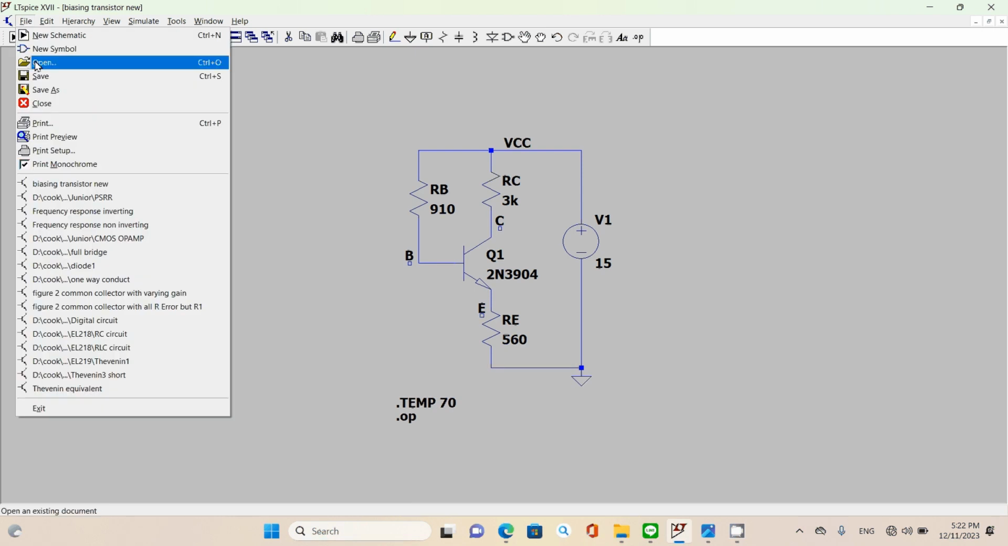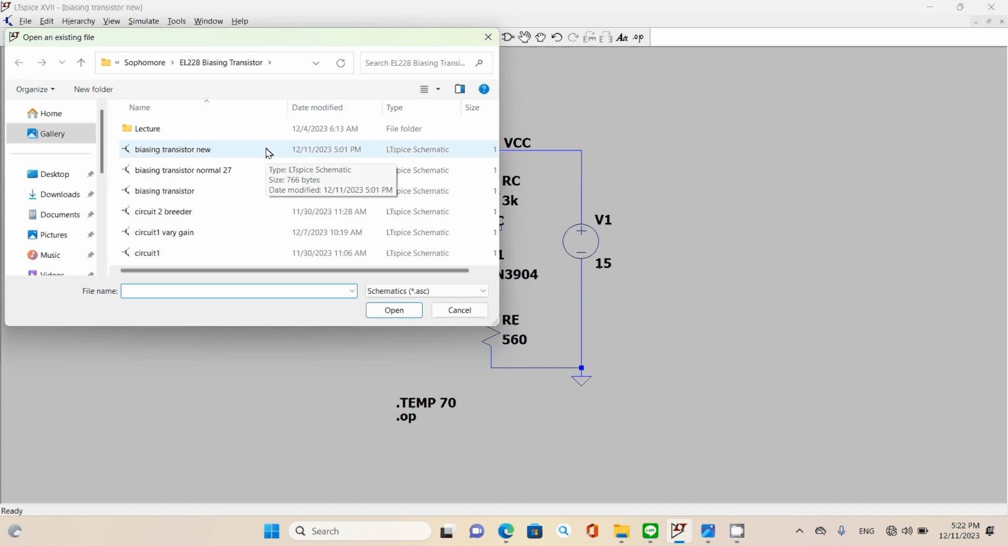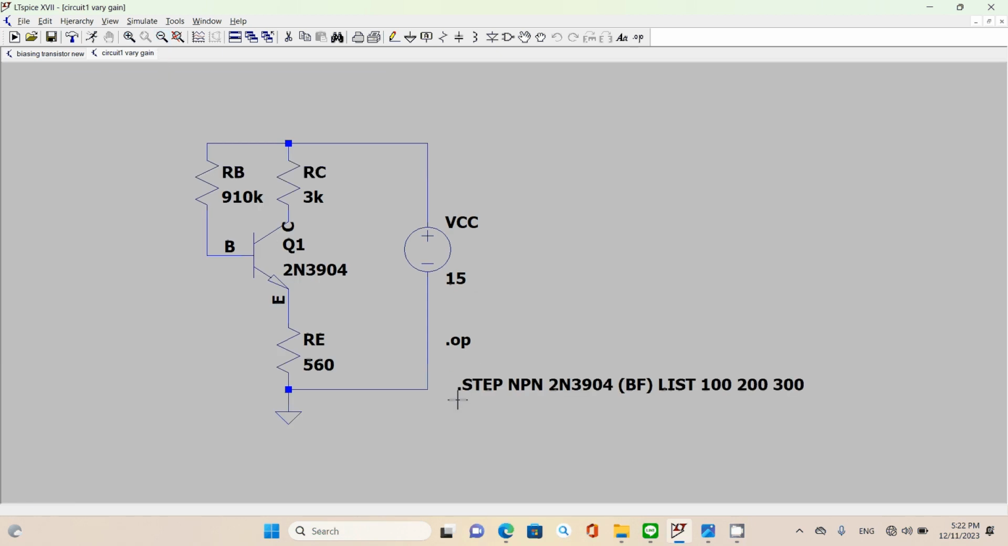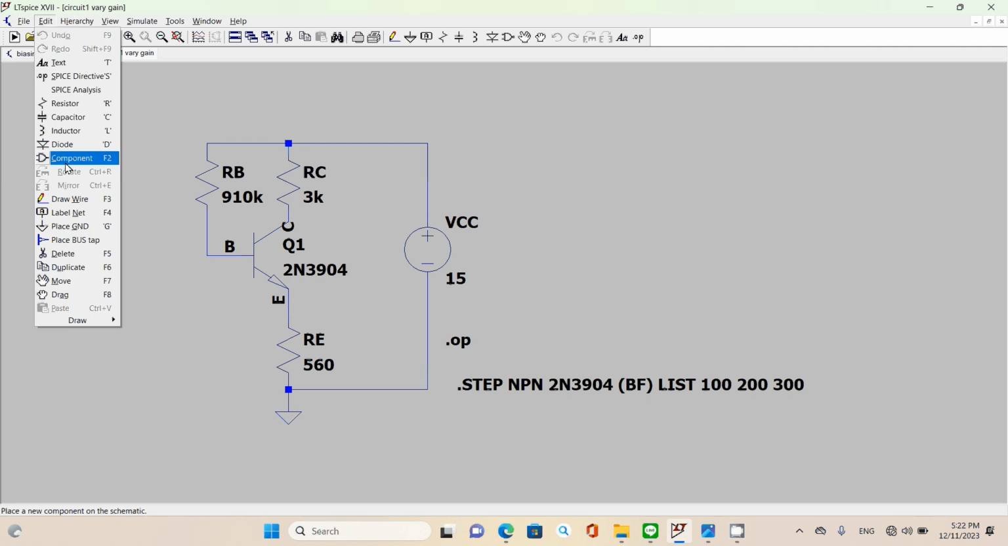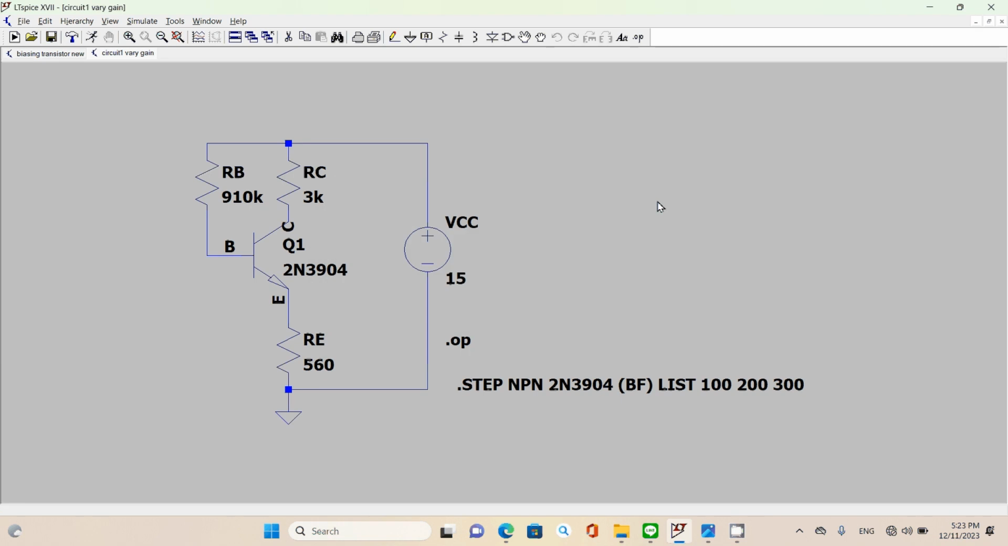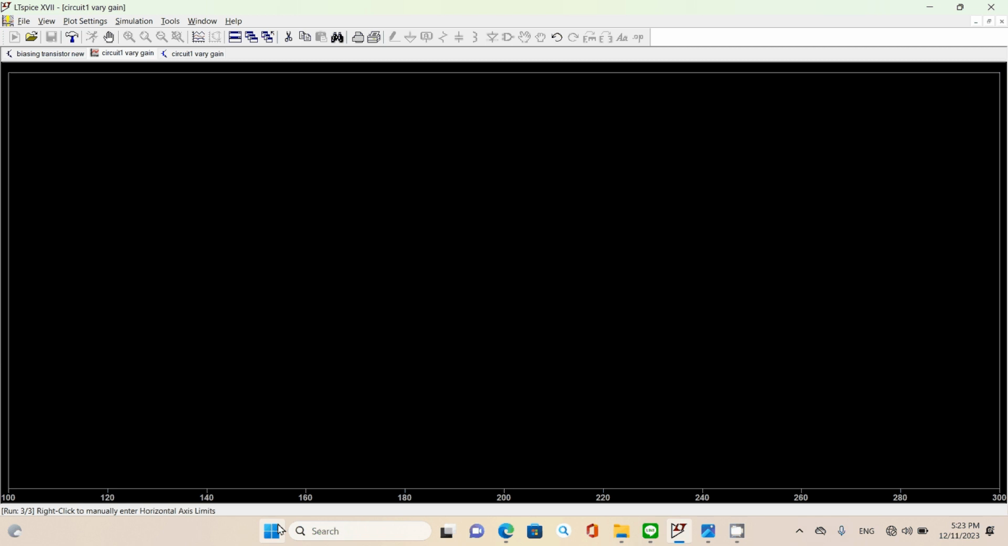Okay, now you vary the gain, right? I already have the circuit here. It's very straightforward. For the SPICE directive, right here, you go to edit, you go to SPICE directive. You just type .step npn n3904 bf at least 100, 200, and 300. I explained that before. And you hit run. You're going to have the plot. You can see that for the x axis, or the horizontal axis, this step becomes the gain. You have gain 100, gain 200, and 300.